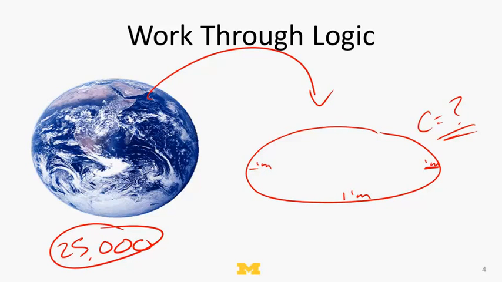Okay, well now let's do a little math. So we know the formula for circumference of a circle, right? Circumference is equal to pi times d, right? Now what I want is to find the circumference of that rim, and that's going to be pi, but my diameter is going to be the diameter of the earth.